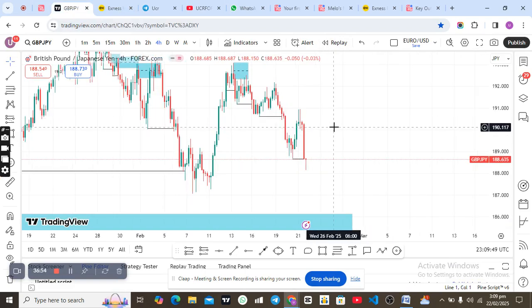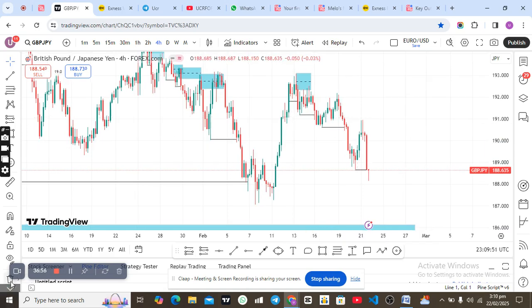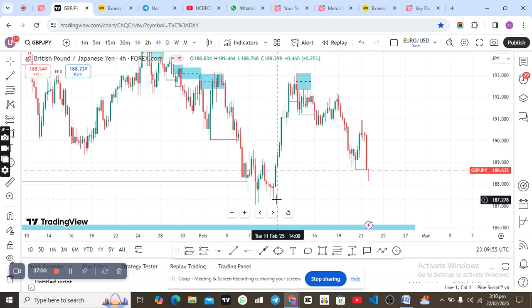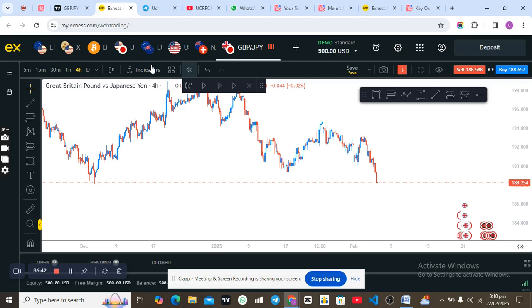Okay, so this is GBP JPY on the 4 hour time frame. We could see that the market printed, I want to delete all these things. Okay, look at it here. So we now have a BOS here. We have a BOS somewhere around the particular zone.